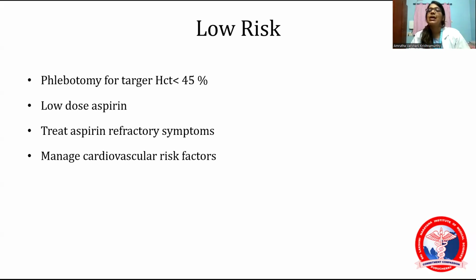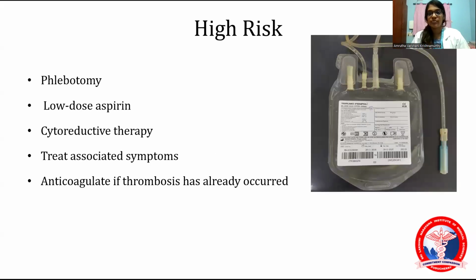Who are patients with low risk? Those less than or equal to 60 years of age, with no prior history of any thrombotic event. So who are the high risk patients? Patients aged more than 60 years, or with a prior history of thrombosis. So how do we treat patients who have high risk polycythemia vera?